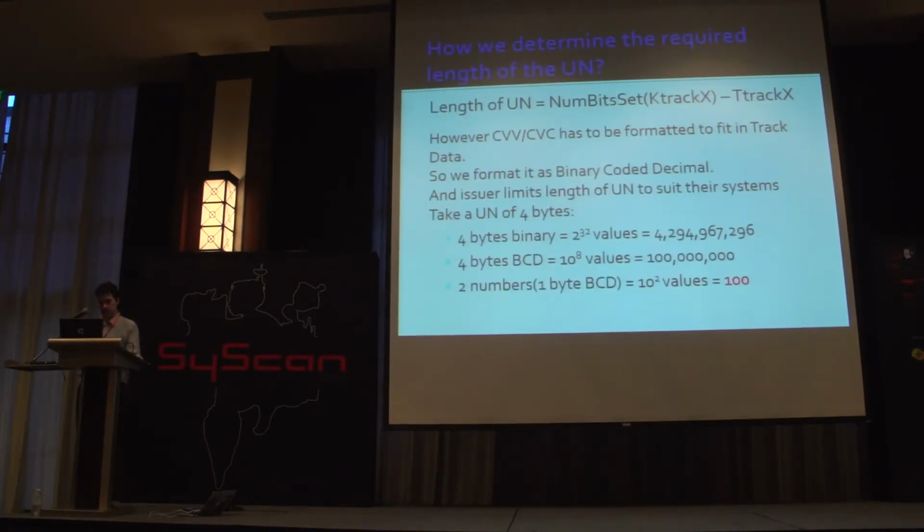So now, how you actually determine the length of the UN is the issue here. The length of the UN normally is 4 bytes long, so you're looking at 4 billion different values in theory. If you look at the standard, you kind of read it and go, okay, great, that looks secure, skip over it. However, the issue is we've got to support old equipment, we've got to fit this into track data. So we're actually limited to the number of valid numbers you can use.